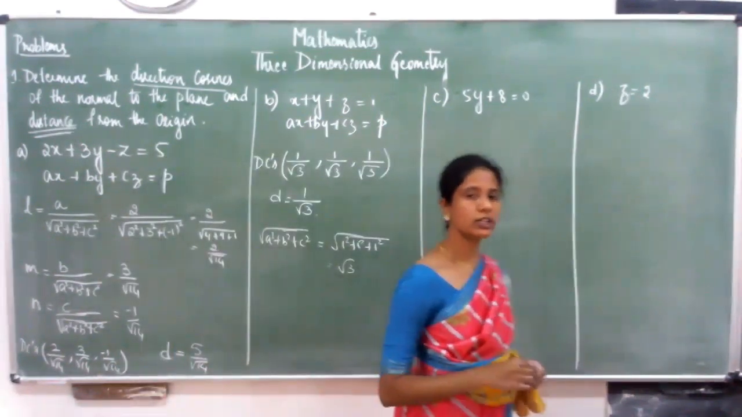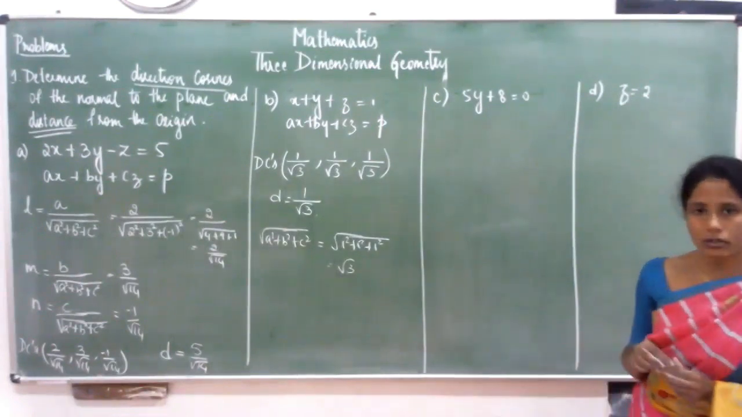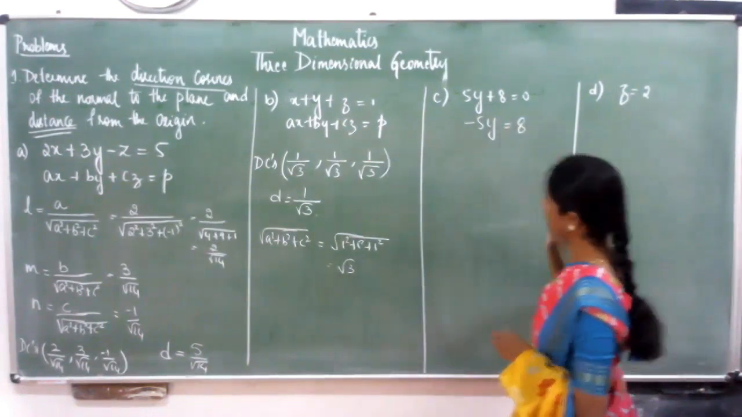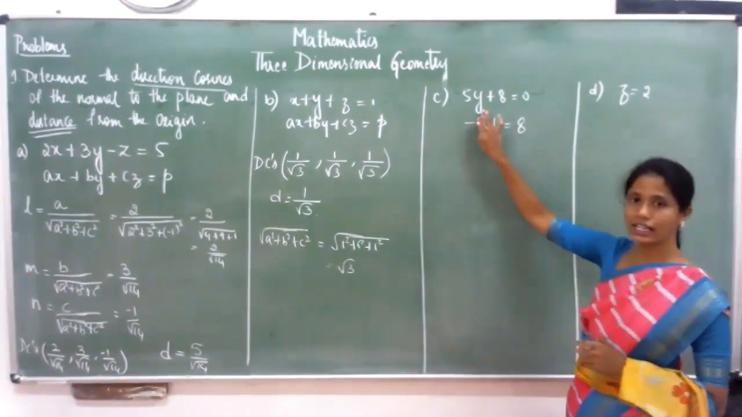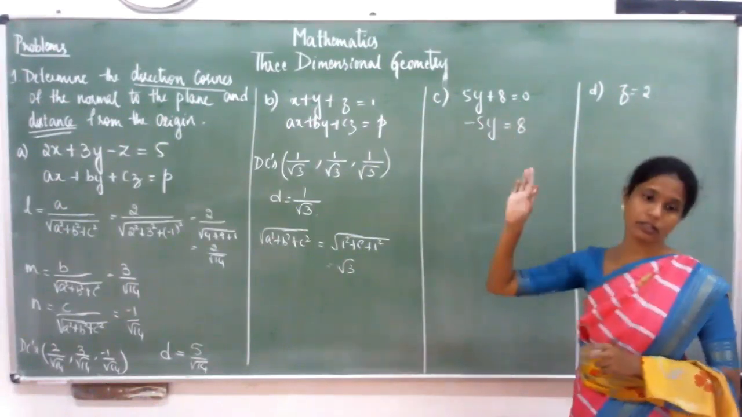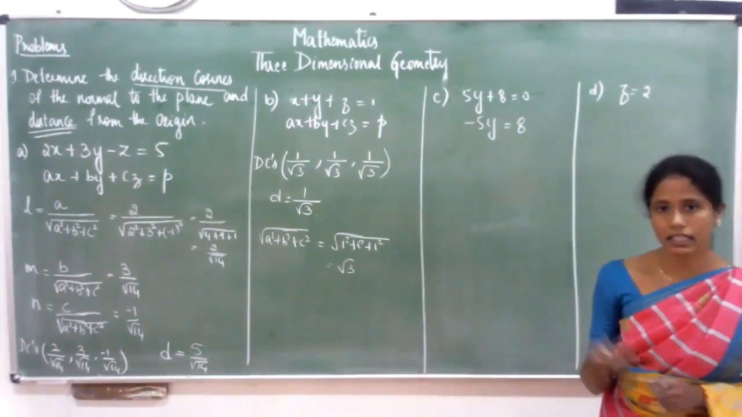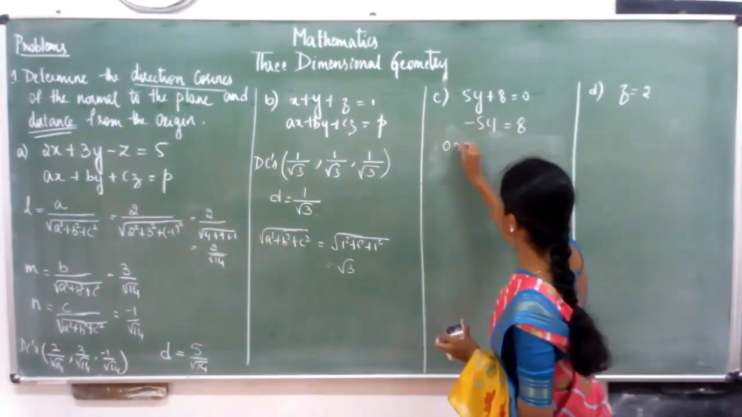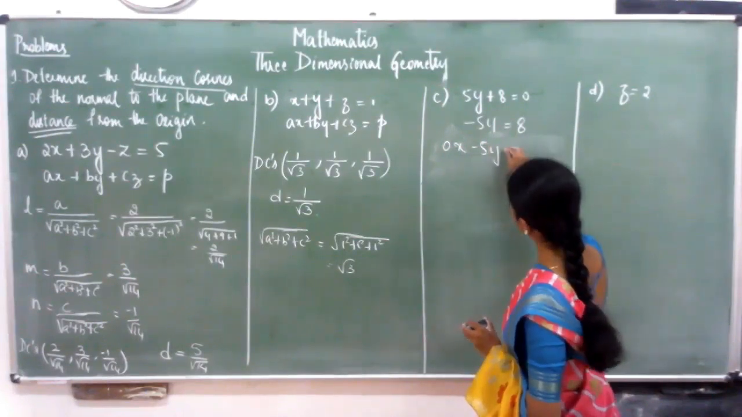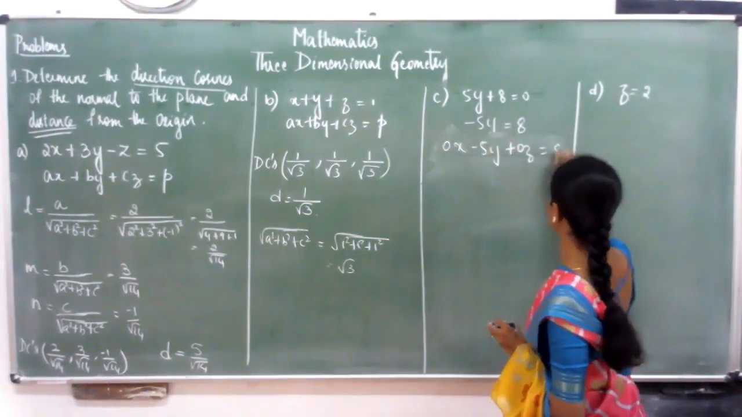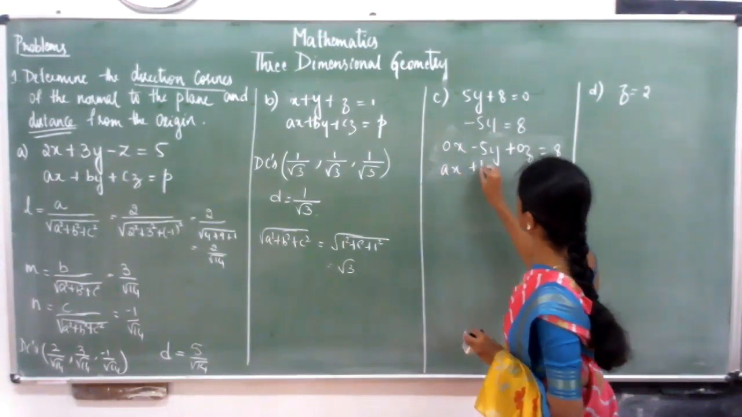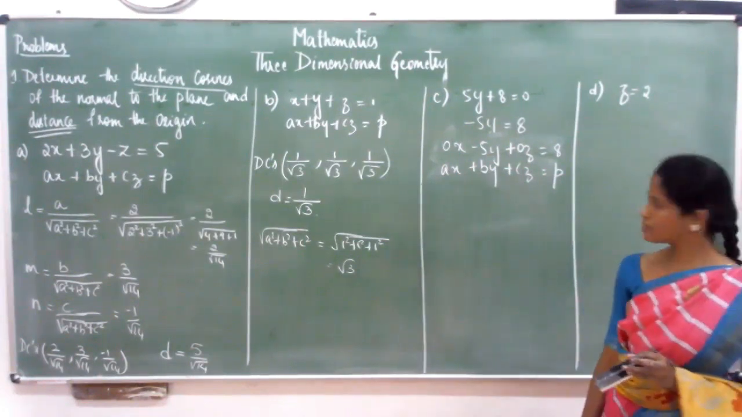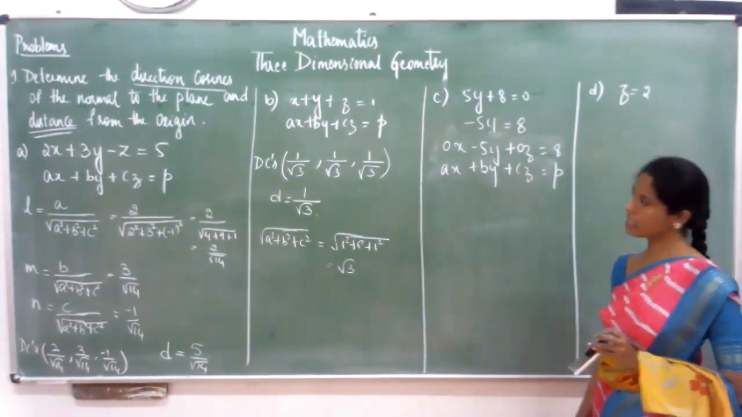So the next question, they have given it as 5y is equal to 8. So I write it as minus 5y is equal to 8. You don't write it as 5y is equal to minus 8. When you take it as minus 8, the distance will be negative. The distance cannot be negative. So you should write it as minus 5y is equal to 8. So x is 0, then we have y, given z is 0, plus 0z is equal to 8. Therefore ax plus by plus cz is equal to p. Here the value of a is 0, b is minus 5 and c is 0.